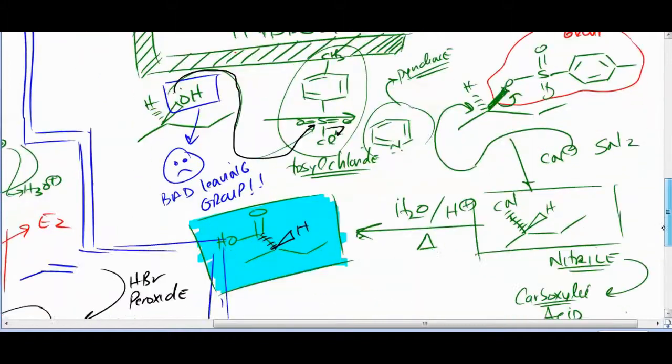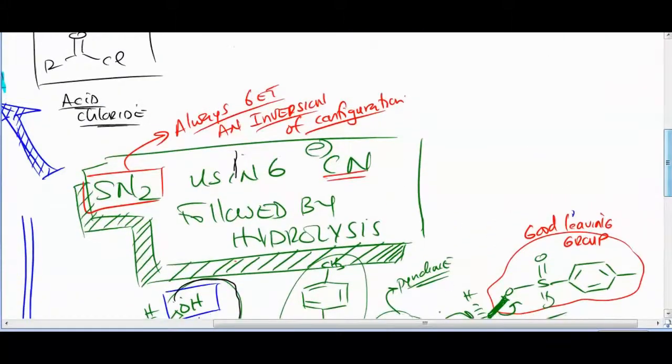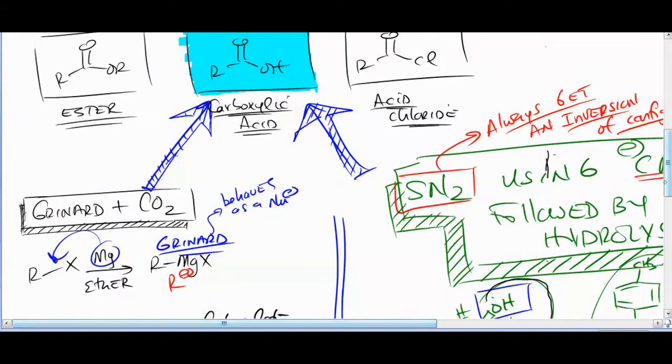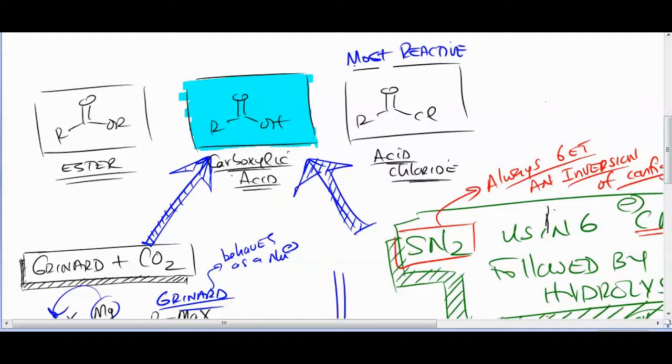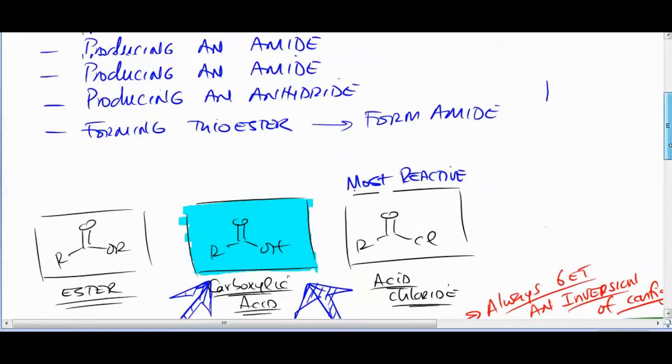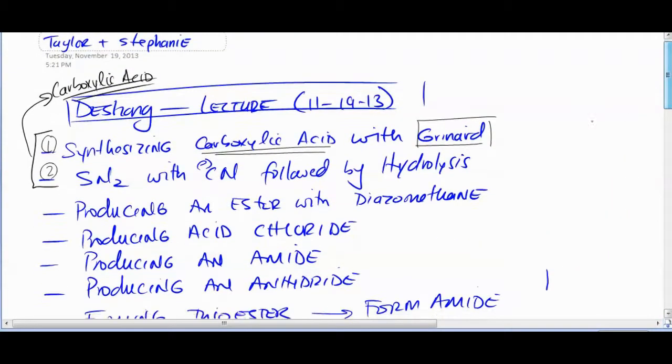Cool. So we just saw two ways to generate a carboxylic acid. There are actually more ways, but that's what these first two are about. Synthesizing the carboxylic acid using a Grignard: what did we react the Grignard with? Oh, CO2. That's right.